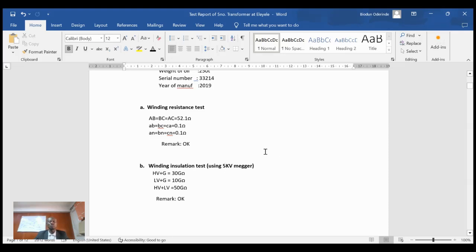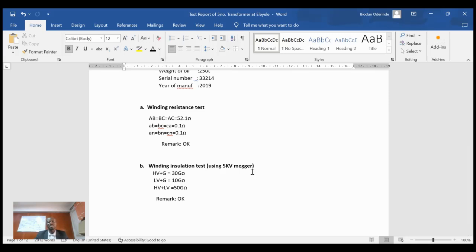The equipment we use to measure the winding insulation of a transformer, we call it a mega. That's, we call it an insulation tester. Mega is just the brand name, the vendor name. Those that produce it are called mega. There are different companies that produce insulation testers. It could be mega, it could be Fluke, like that.